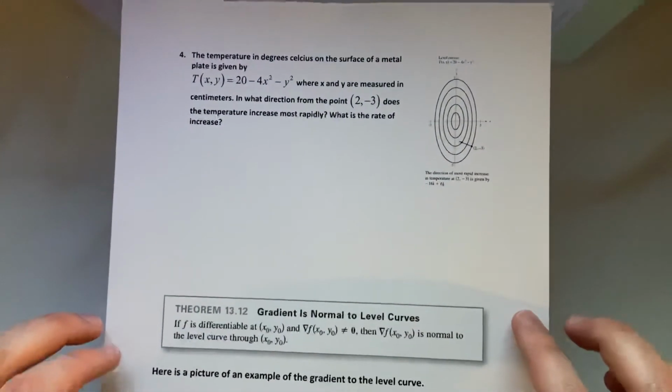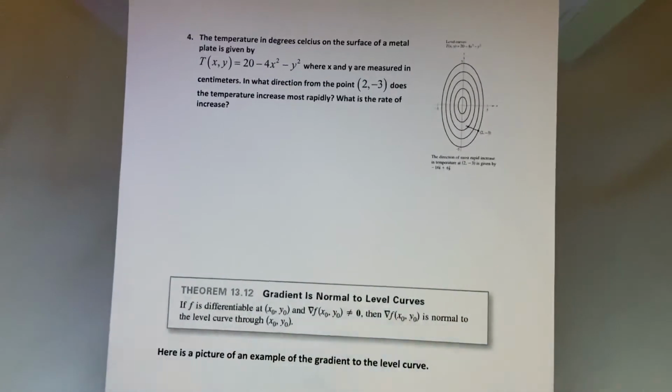So let's say you have a heating source under an oval plate, and the temperature in degrees Celsius on the surface of this metal plate is based on the conductiveness of the heat resistance of the plate and the distance from the heat source. And it's given by the function along the plate of the temperature T of x, y equals 20 minus 4x squared minus y squared, where x and y are measured in centimeters from the center. So in what direction from the point 2, negative 3 does the temperature increase most rapidly, and what is that rate of increase?